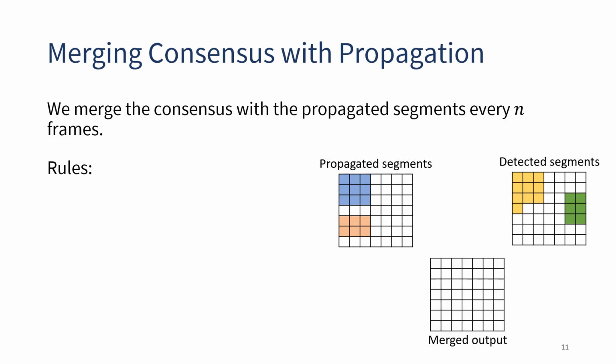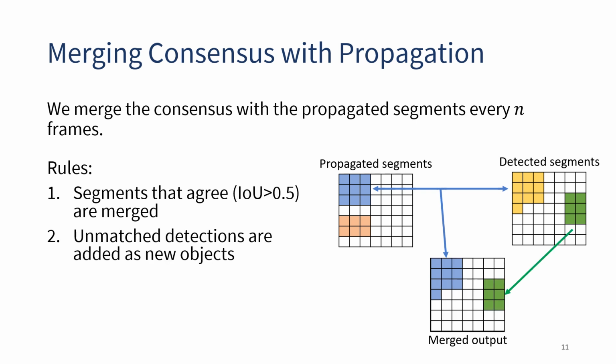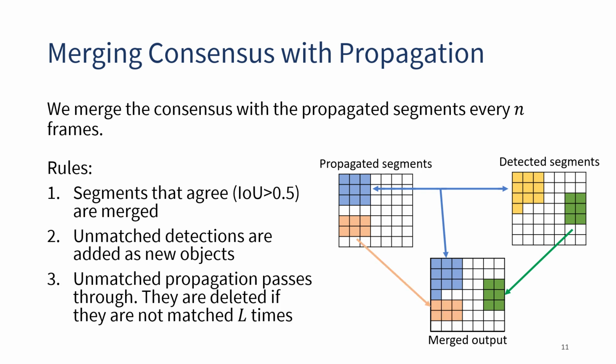Finally, we merge the consensus with the propagation result. This is done by following three simple rules. First, segments that agree with each other, that is, segments that have a mutual IoU over 0.5, should be merged together. Secondly, detections that are not matched with any propagated segments should be added as new objects. Finally, unmatched propagated segments should pass through to the output. Additionally, we keep a countdown on these segments so as to delete them if they continue to fail to match for L consecutive times.